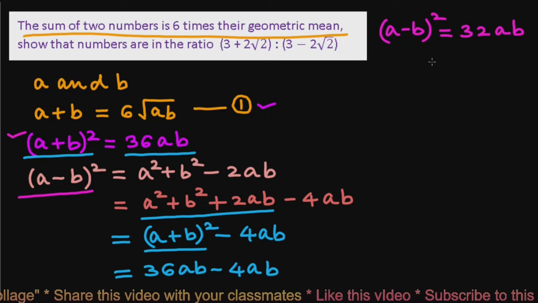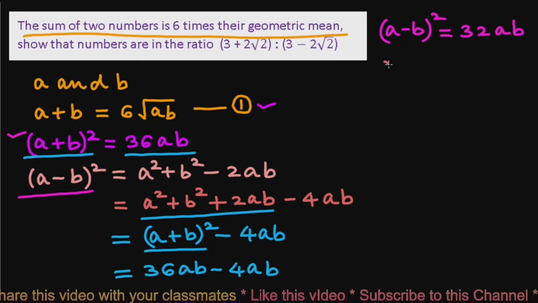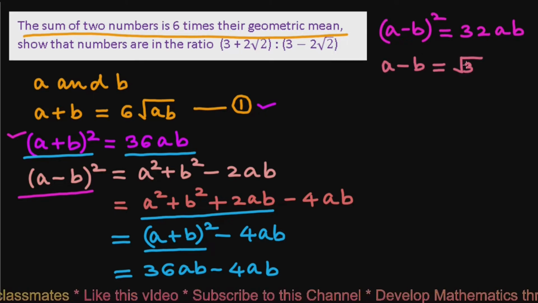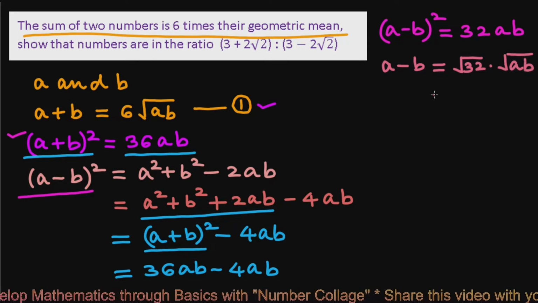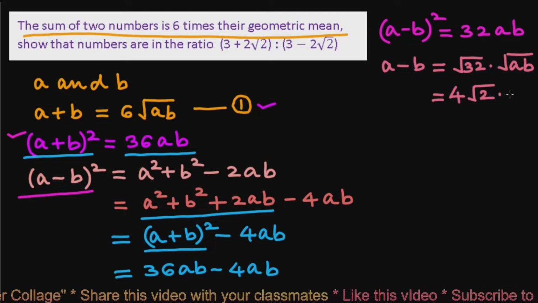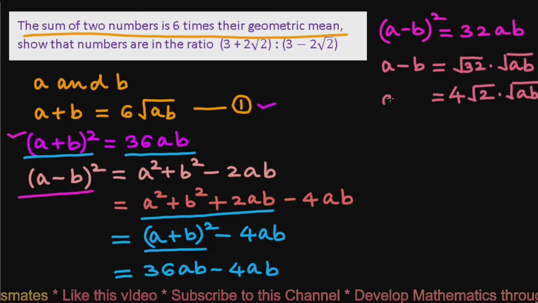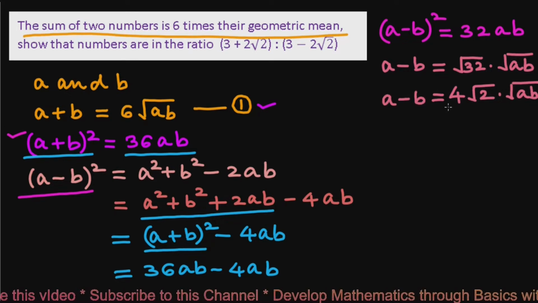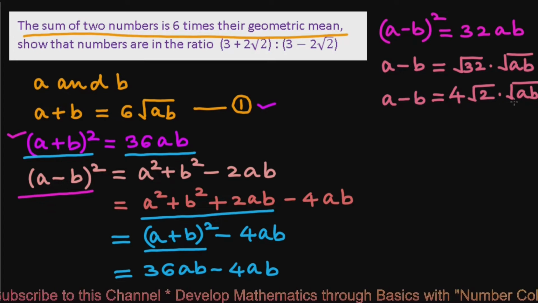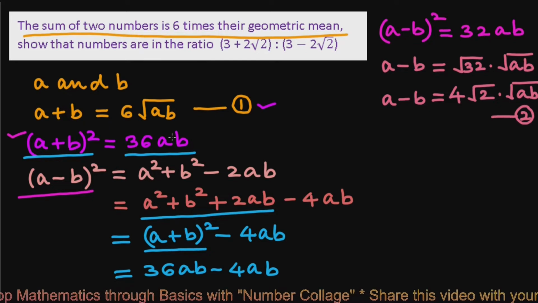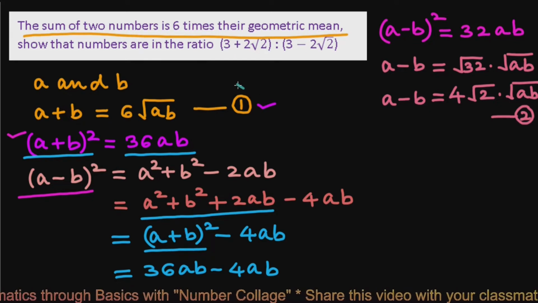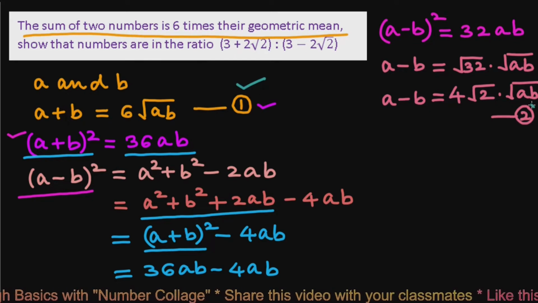We will take square root of this, that gives A minus B equals square root 32 multiplied by square root AB. This will be 4 square root 2 square root AB. So we have A minus B equals 4 root 2 times root AB. We name this equation 2. Now we will find the values of A and B from this equation 1 and this equation 2.